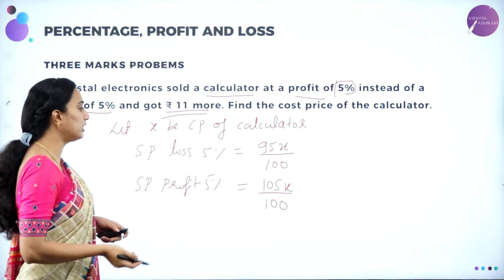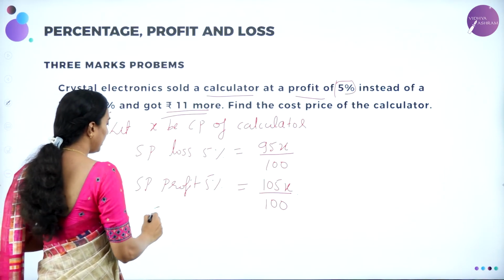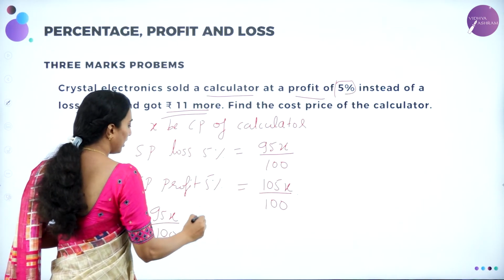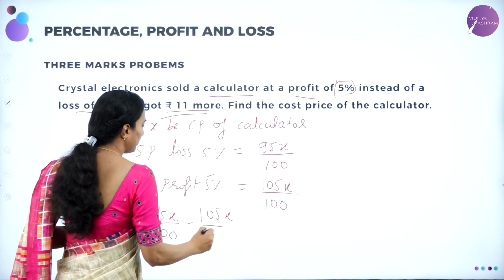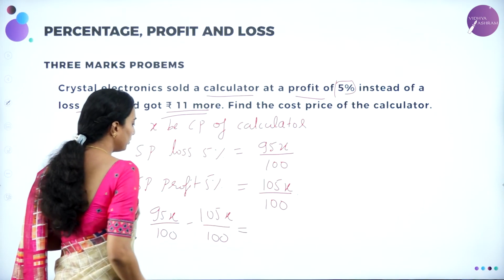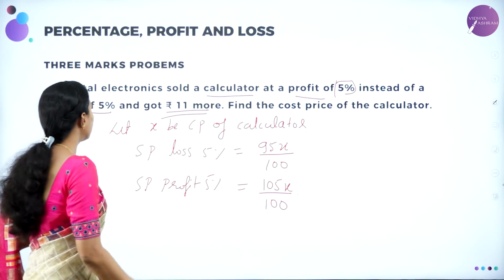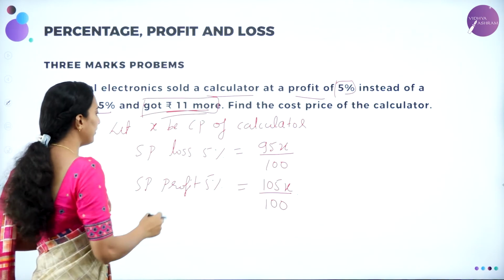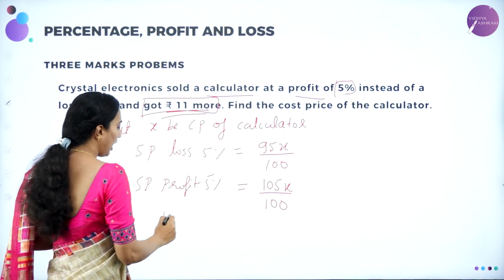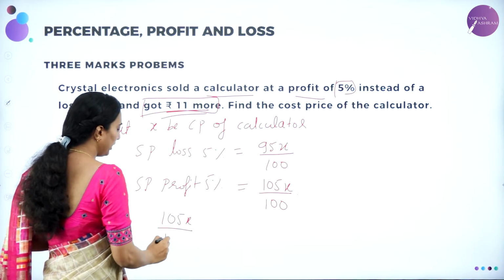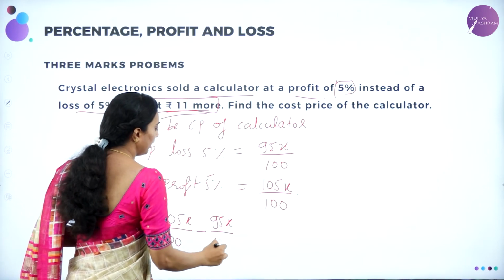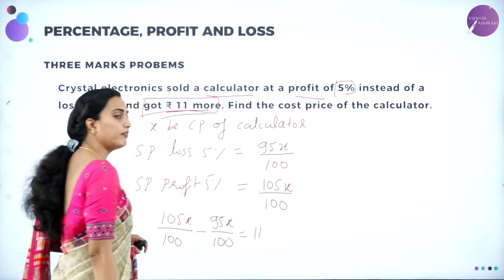Therefore, the difference will be 95x divided by 100 minus 105x divided by 100 is equal to, now what have they asked? They have asked for rupees 11 more, isn't it? Got rupees 11 more means you are going to have 105x divided by 100 minus 95x divided by 100 is equal to rupees 11 more.